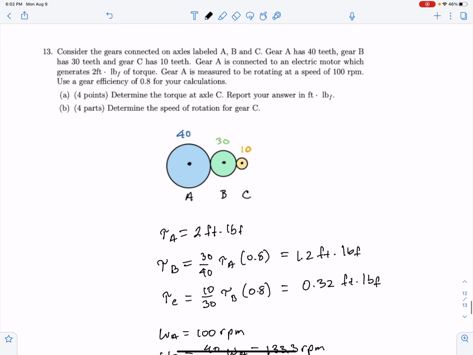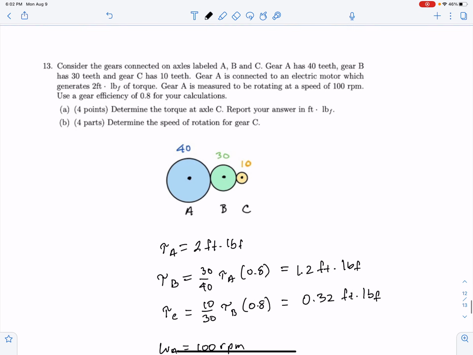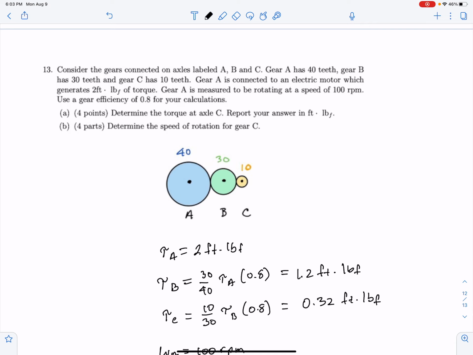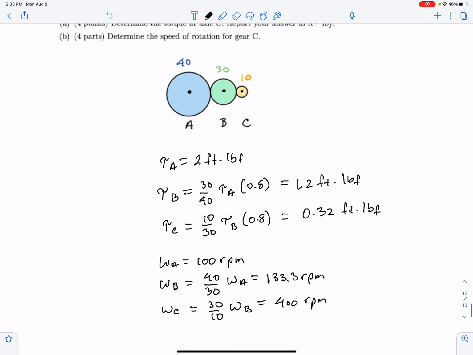Here's the solution to problem 13, Engineering 1301, final exam, summer 2020. All right, so this is a gear problem, and as we know, there's a driving gear, and you need to make it where the driving gear imparts a torque onto the driven gear. All right, so we're starting with the driving gear.